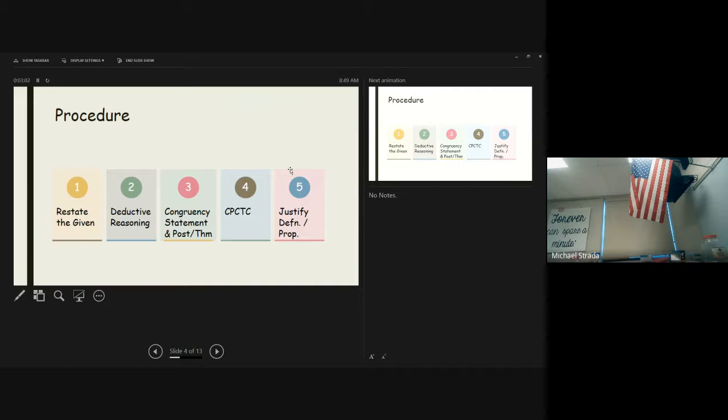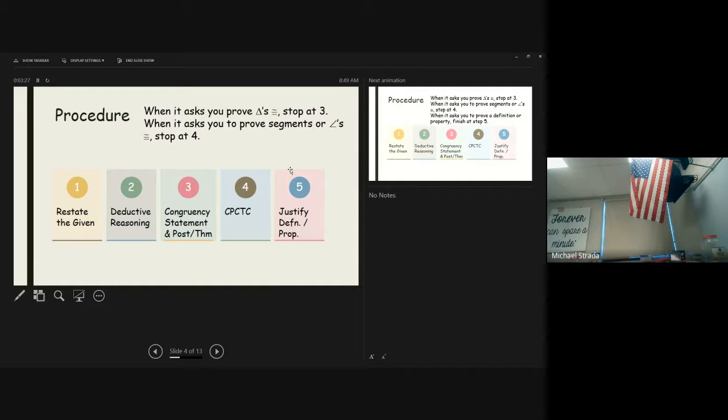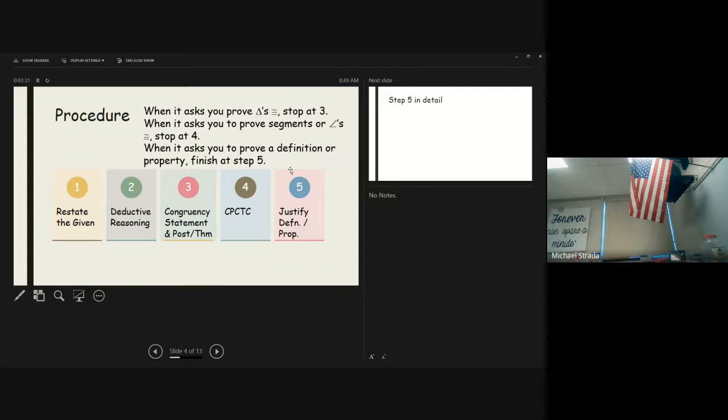All right. So basically, the first three is what we just finished. CPCTC is what tells us segments or angles are congruent. Five is justify the definition or proposition. When they ask you to prove, and this is up to you if you want to add it or not, when it asks you to prove triangles are congruent, stop at 3. When it asks you to prove segments or angles are congruent, stop at 4. When it asks you to prove a definition of property, finish at step 5.